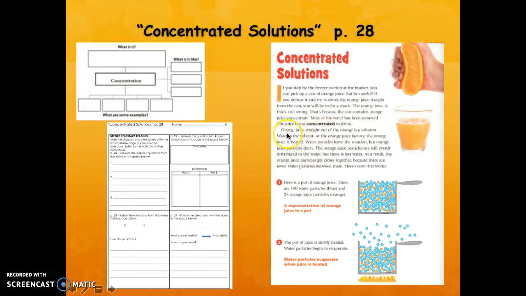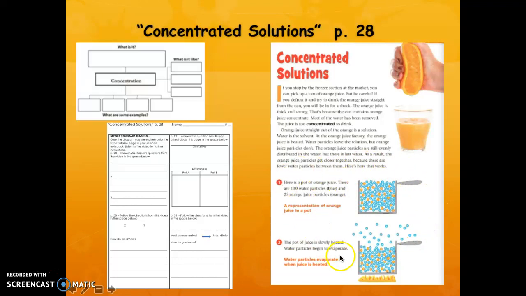So, orange juice straight out of the orange, okay, when you're squeezing it straight out of the orange, it's a solution. Water is the solvent. At the orange juice factory, the orange juice is heated. Water particles leave the solution, but orange juice particles don't. The orange juice particles are still evenly distributed in the water, but there is less water. So as a result, the orange juice particles get closer together because there are fewer water particles between them. So here's how that works.